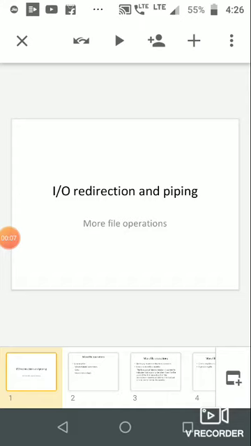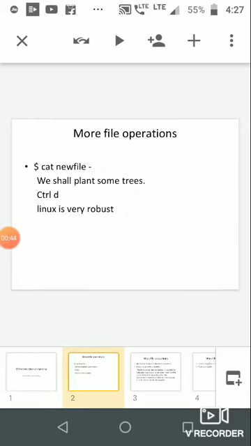Again we will start our new lecture in the same topic, that is IO redirection and piping. As you know, IO means input output, and we are discussing the different types of redirection offered by the Linux system for different purposes. Here let us discuss some more file operations.